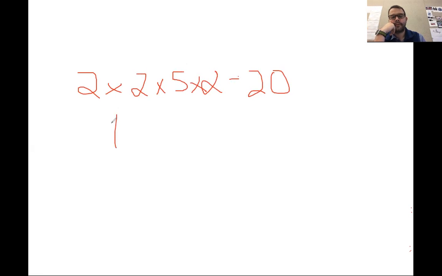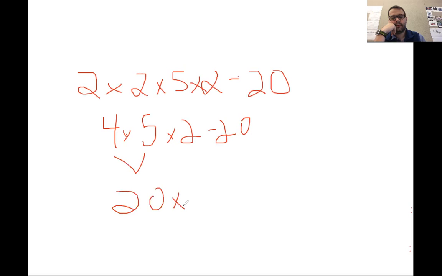So I have 4 times 5 times 2 minus 20. So 4 times 5 is 20 times 2 minus 20. So then I have 40 minus 20 as my end result, which should give me 20.